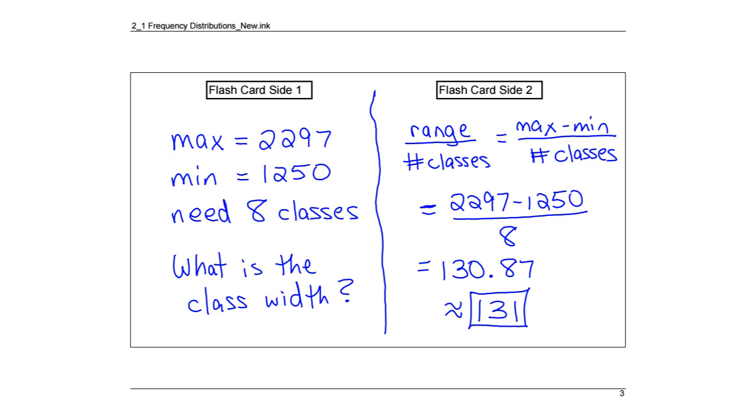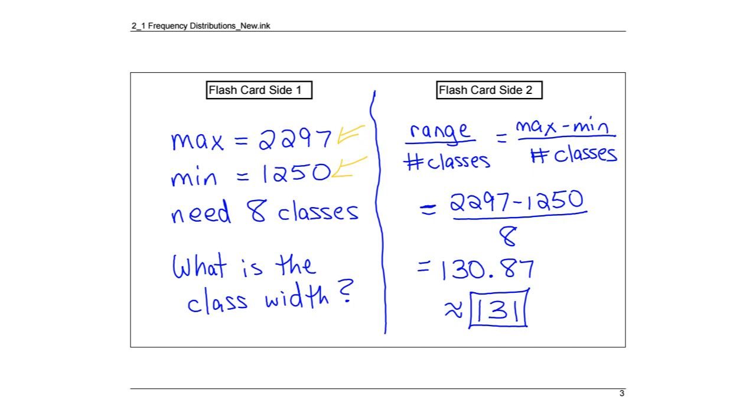All right, so here's something new. We're going to work on this in this. I think we have problems in this one. If not, it's going to be in part 3. So we have a bunch of data. The maximum piece of data is 2,297. So that's the largest piece of data we have in all of this data. The minimum, or the smallest number, is 1,250. Okay, so that's my largest number and my smallest number.